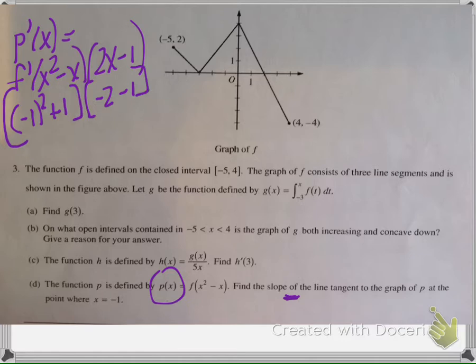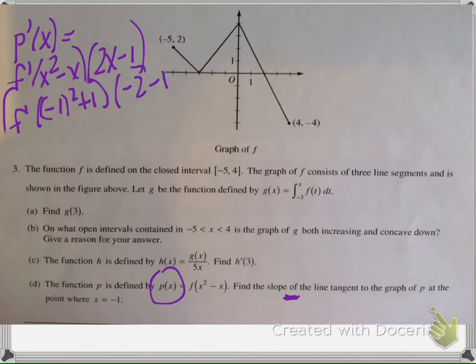Whoops, where's my f prime? Okay, hang on, let me just fix this up a little bit. Sorry. Okay, it's f prime of negative 1 squared minus a negative 1, okay, times 2 times negative 1, which is negative 2 minus 1. So we get f prime of 1 plus 1, which is 2, times negative 3.